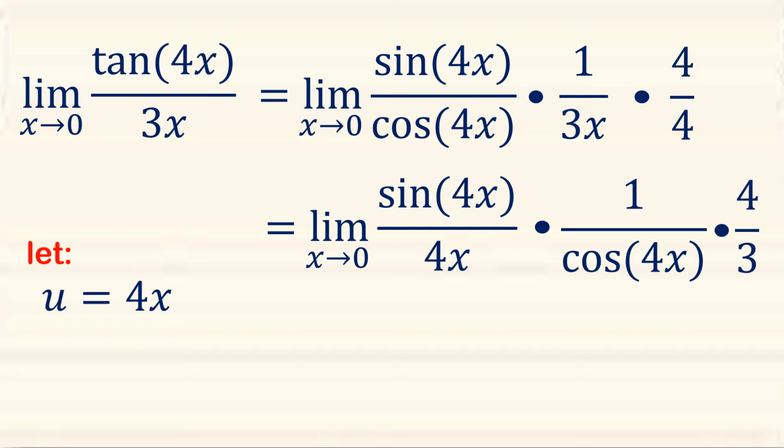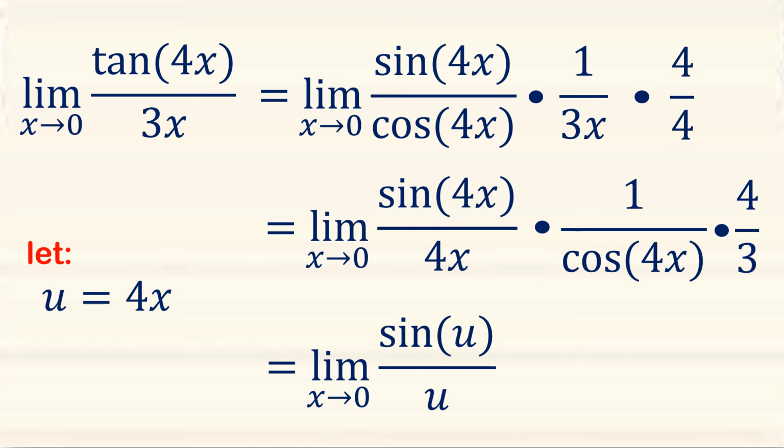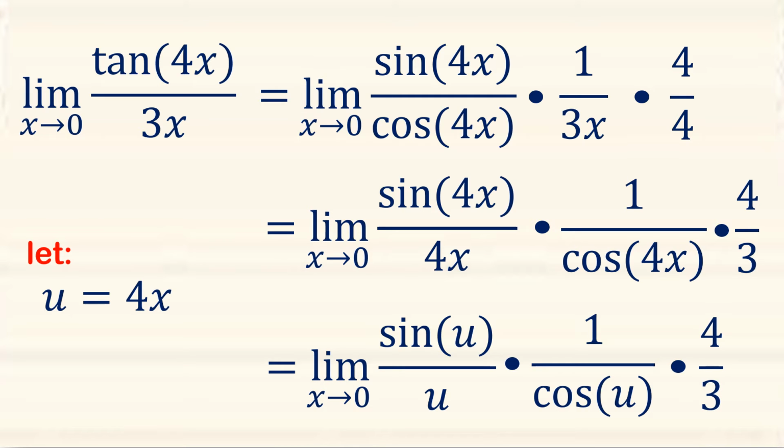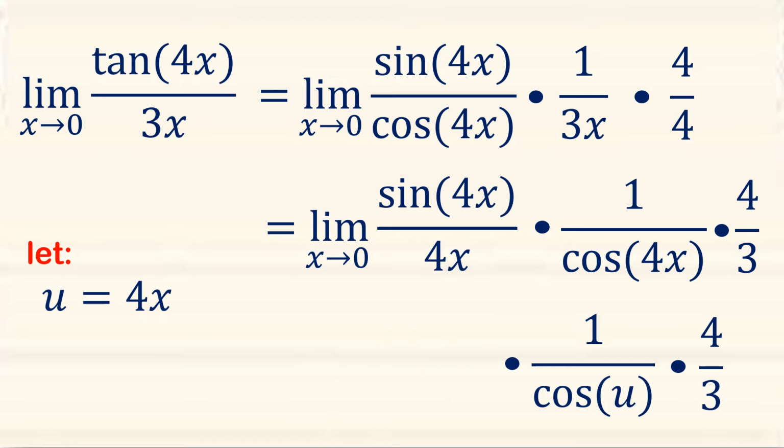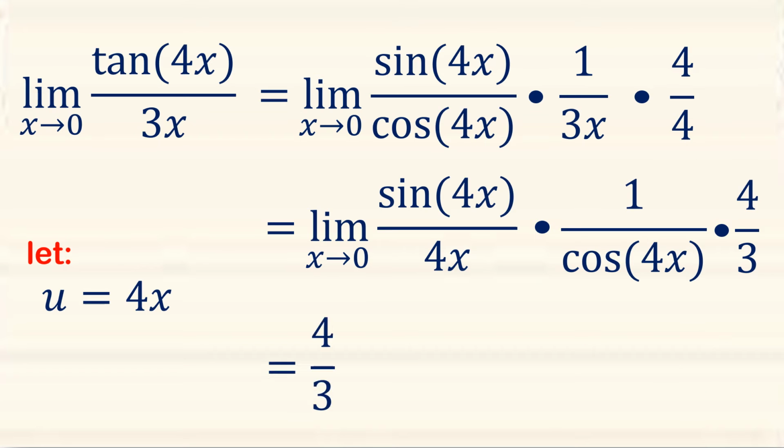So let u be equal to 4x. So we have limit sine u over u as x approaches 0 times 1 over cosine u times 4 over 3. So limit sine u over u as x approaches 0 will become 1, as well as limit 1 over cosine u as x approaches 0 will become 1. So 1 times 1 times 4 over 3 is equal to 4 over 3. So limit tan 4x over 3x as x approaches 0 is equal to 4 over 3.